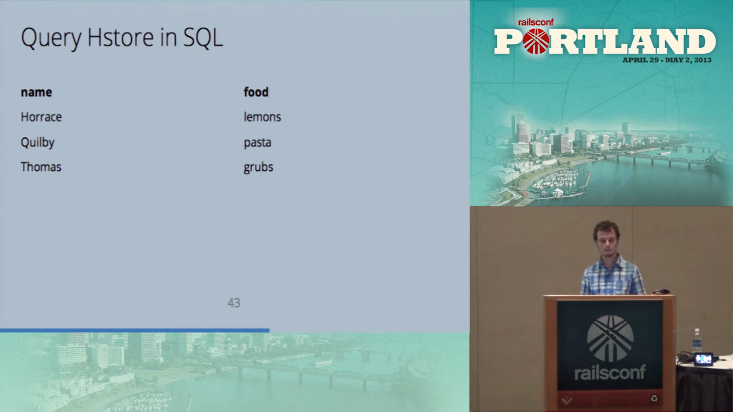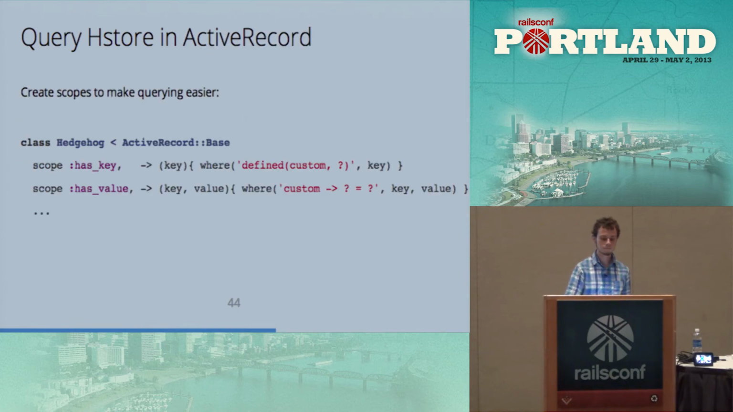So for instance, Horace likes lemons, and Quilby likes pasta, and Thomas grubs on grubs. This is a really useful way to model sparse data.